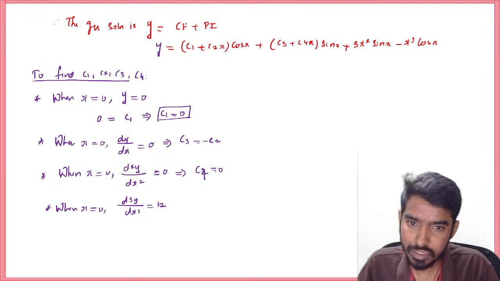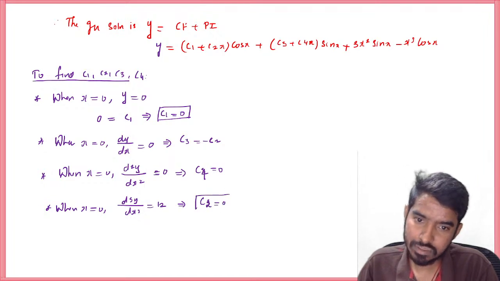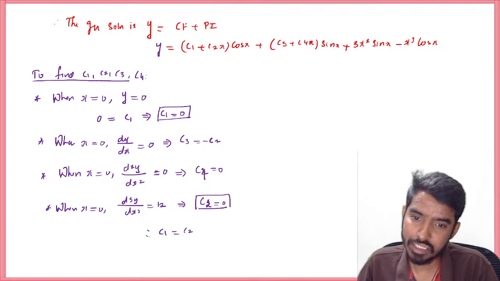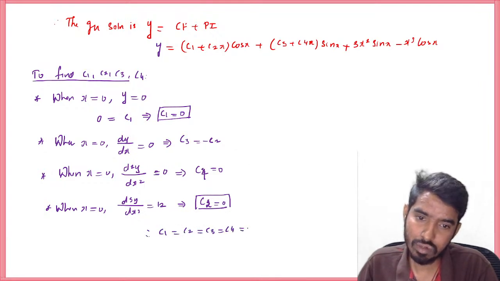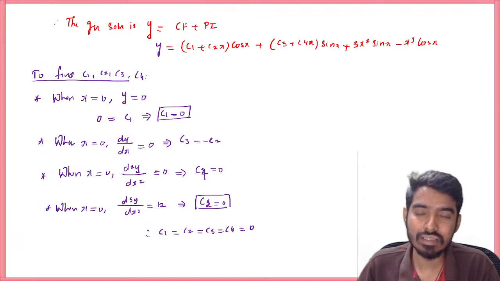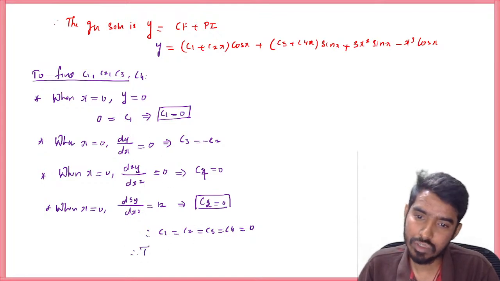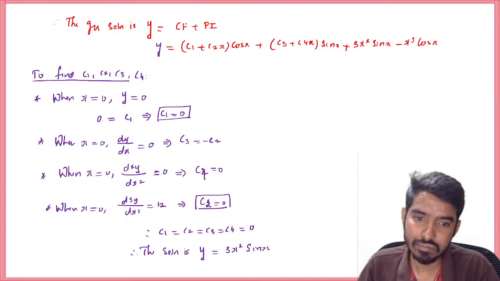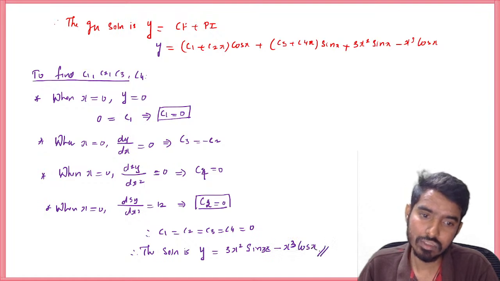You will get c4 equal to 0 here. Here you will get c2 equal to 0. So if c2 is 0, c3 is also 0. Therefore, your c1, c2, c3, c4 all values will be 0 after using these initial conditions. Therefore, the solution is, take this as an exercise, all very easy. All these 4 terms will be 0 now. So you will have 3x square sin x minus x cube cos x. This is your required solution, right?